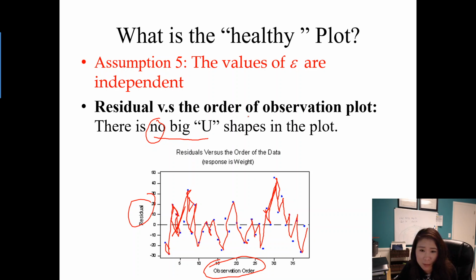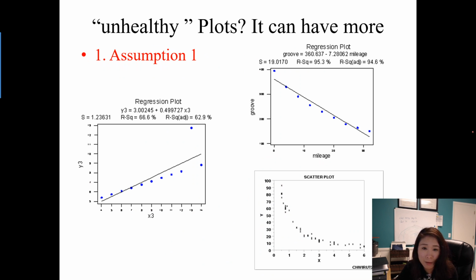Some students may ask, what do we mean by big U shape? After you connect the dots, if you can see a big U shape like that, then obviously it's a problem. But here the dots come back up, so this is not a big U shape. This is the healthy plot. Therefore, you won't be able to see the big U shape. After this assumption, I will show you several examples indicating that each assumption is violated. In the last example, you will notice, wait a second, you can see the big U shape. So let's look at our unhealthy plots.